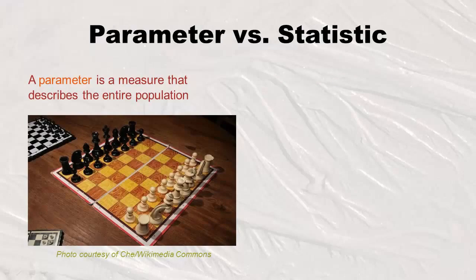Now I'm going to get into the concept of parameter versus statistic. I want you to notice that the word parameter starts with P. So a parameter is a measure that describes the entire population. So for instance, anything that would come out of that whole Medicare claims data set or that whole United States Census would be a parameter.